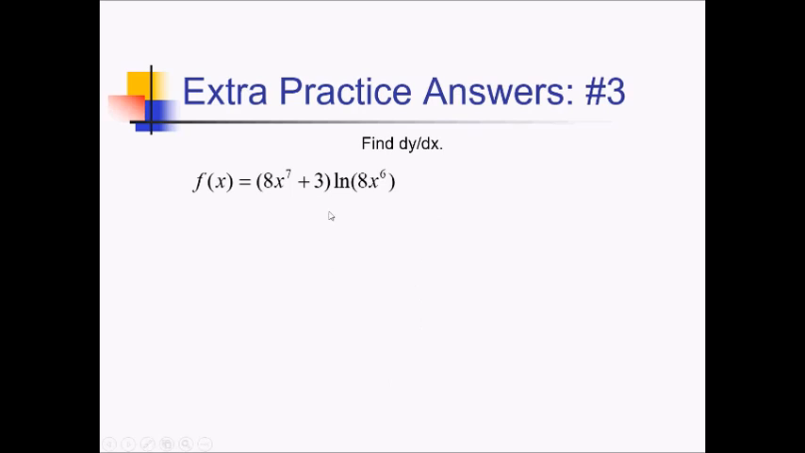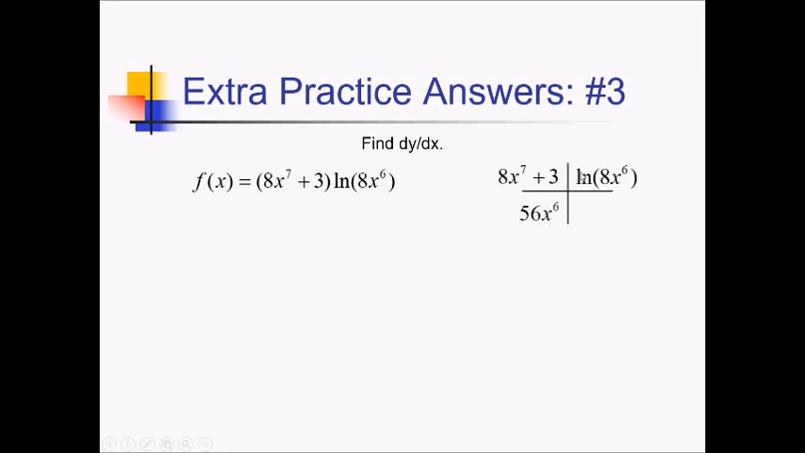To take the derivative of this function, I'm going to need to use the product rule. So let me set up the box and ribbon here. I have my two factors, 8x to the 7th plus 3, and ln of 8x to the 6th. And their derivatives now, we're going to have 56x to the 6th.